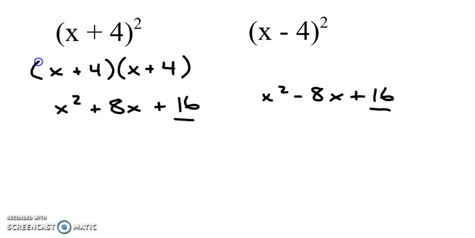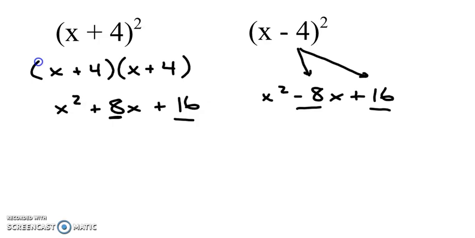But the b value is different. Here, we get an 8 as our b value, and 4 plus 4 is 8. Over here, we have a negative 8, and that's because negative 4 plus negative 4 is negative 8. So hopefully, as we're working through this complete the square method, we're able to see how the value in the factor here matches with what we've got in our standard form equation.